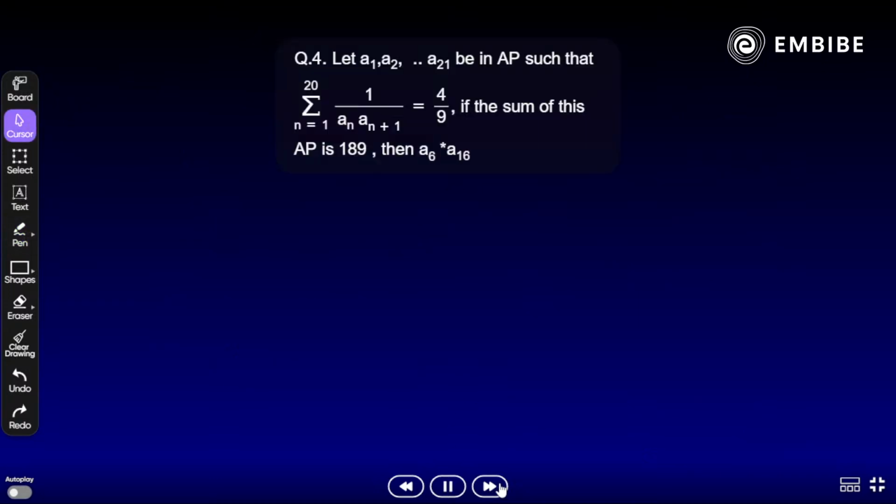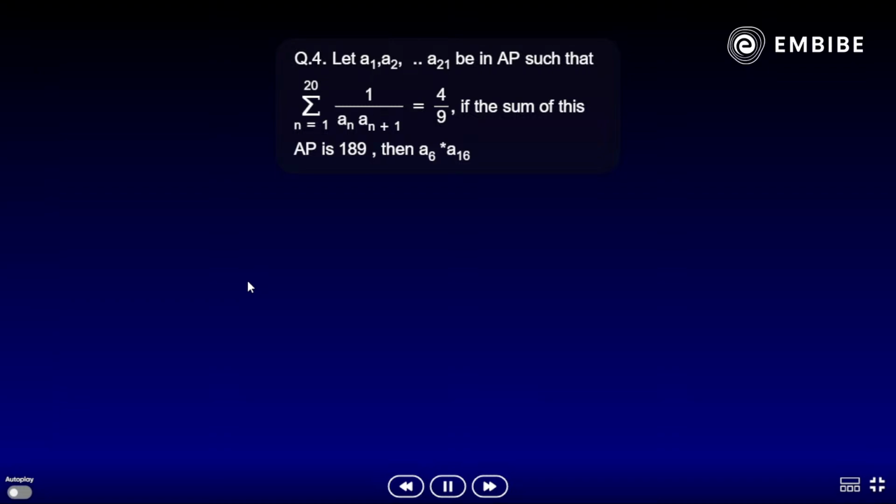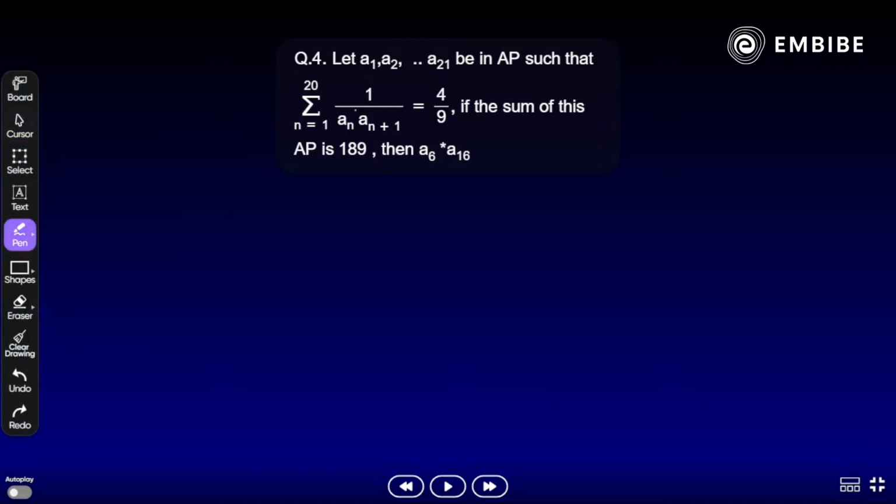Take a look here. The next question, question number 4. Let A1, A2, dot dot dot, A21 be terms in AP such that the summation for n equal to 1 to 20 of 1 by an times an plus 1 is equal to 4 by 9. Yes, we have a multiplication, remember. If the sum of this AP is 189, remember, the sum is already given here, it is 189. Okay, then what do we need to calculate here? A6 multiplied by A16.